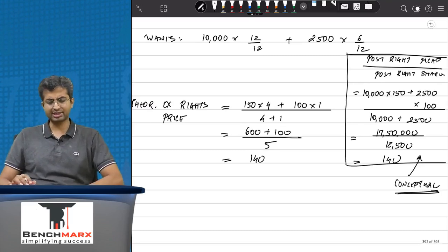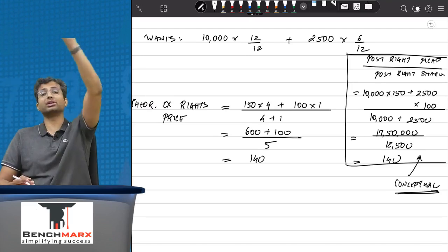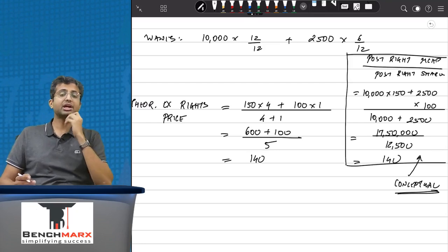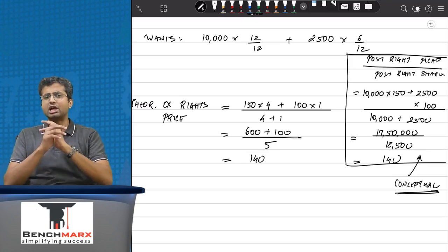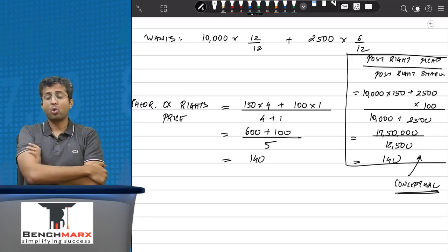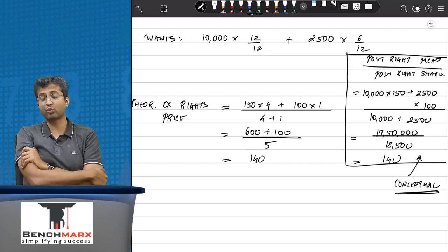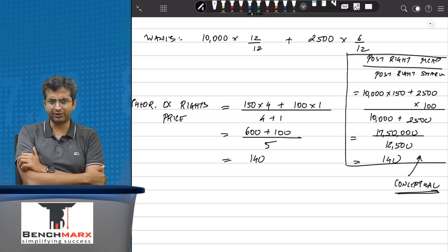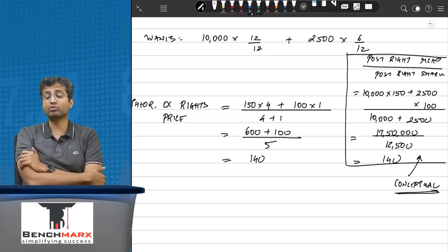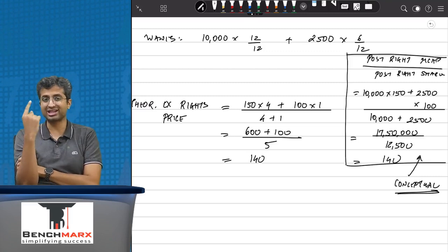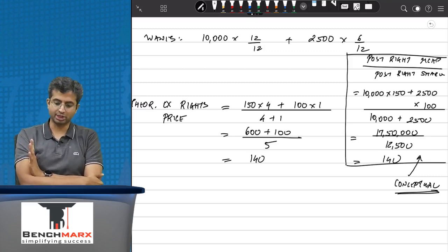The Institute, in AS 20 as well as Ind AS 33, takes a shortcut. Rather than doing it for the entire company, it does it for a shareholder who is going to subscribe one right. So if a shareholder wants to buy one right share, he will have to have 4 existing shares, for which he will have to spend 4 into 150, that is 600, plus 100 into 1, and hence he'll have to spend 700 rupees for getting 5 shares, and hence on average for one share the value should be 140 after the rights issue.